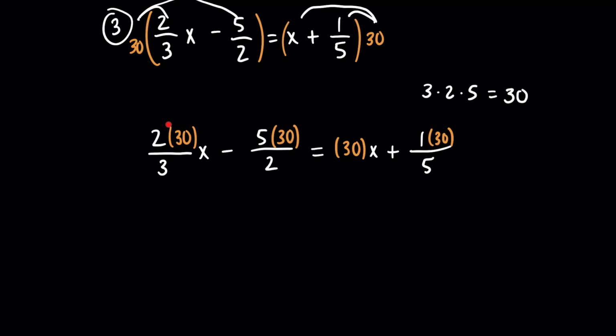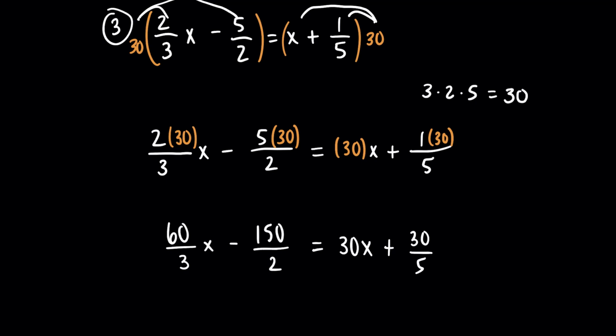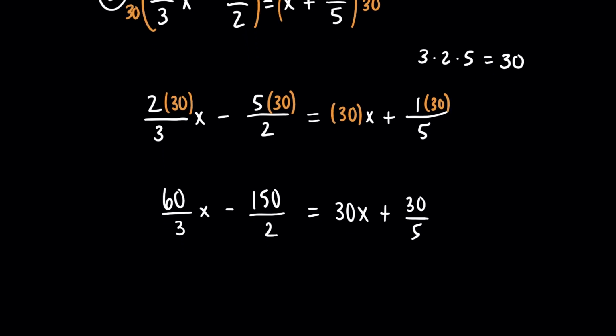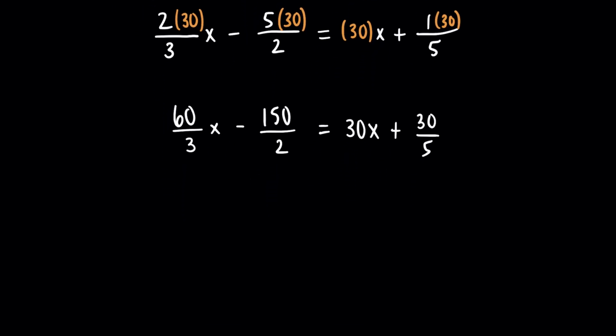Okay, so on this fraction here, 2 times 30 is 60. So I just have 60 over 3x minus, let's see, 5 times 30 is 150 over 2. And that's equal to 30x plus, I'm just going to write 30 over 5. Okay, and so now we can start to simplify these things. 60 over 3 is 20, so we have 20x minus 150 over 2 is 75. That's equal to 30x plus 30 over 5 is 6.